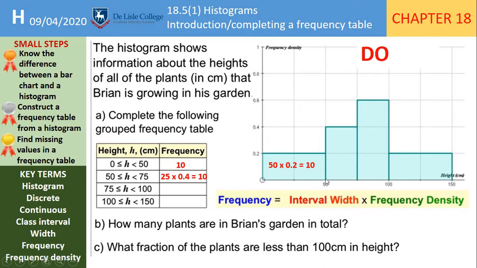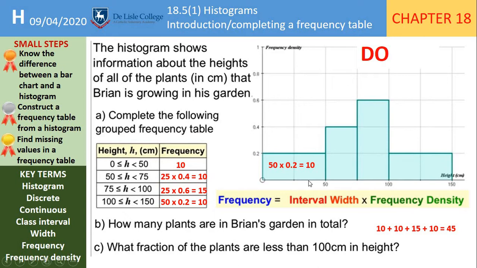For the second one, we would work out 25 multiplied by 0.4 to give 10 for the second frequency. 25 again here, multiplied by 0.6 to give us 15 for the third bar. And 50 multiplied by 0.2 to give us a frequency of 10 for the last bar. So how many plants are in Brian's garden in total? So you needed to add all of the frequencies together. Hopefully you got 45.